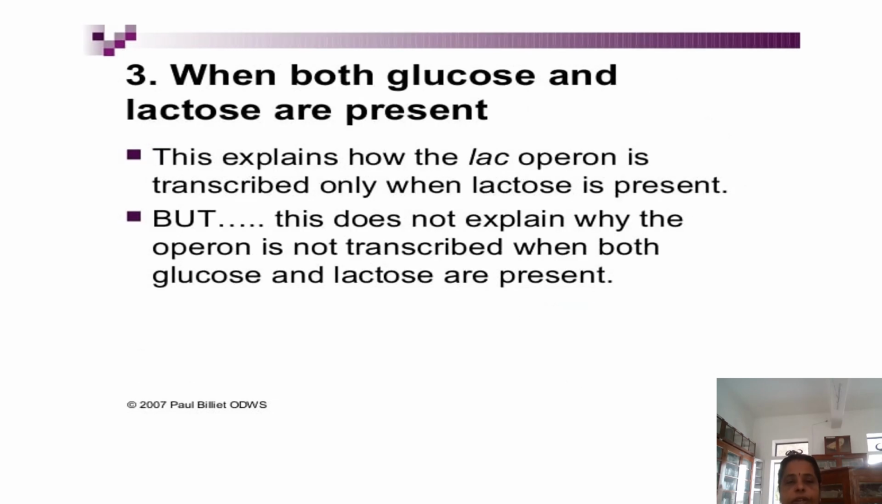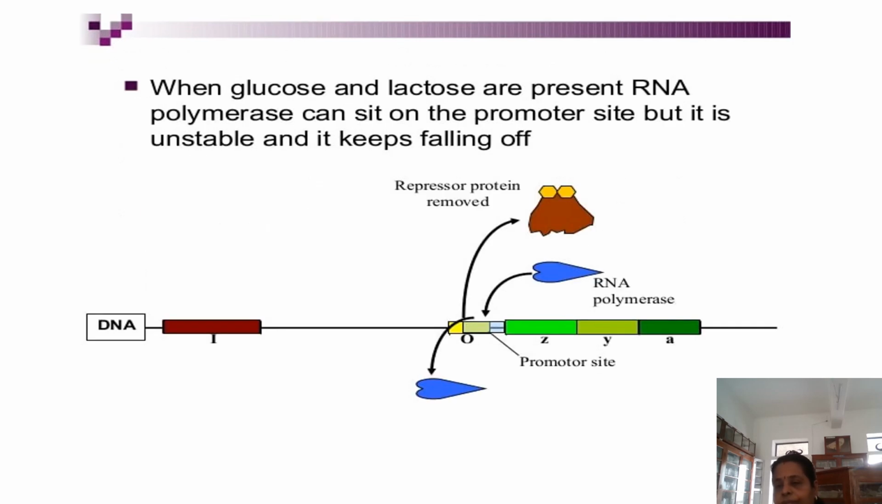The third situation, when both glucose and lactose are present. This explains how the Lac Operon is transcribed only when lactose is present. But this doesn't explain why the Operon is not transcribed when both glucose and lactose are present. Actually, when glucose and lactose are present, E. coli first prefers the utilization of glucose rather than digesting the lactose. The reason is not known why this happens.